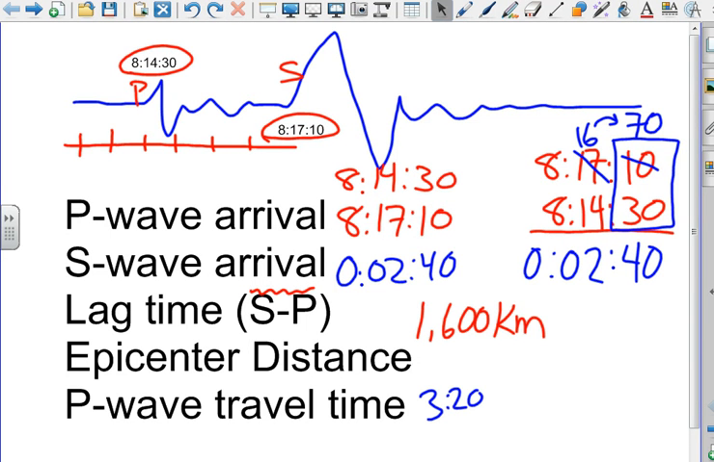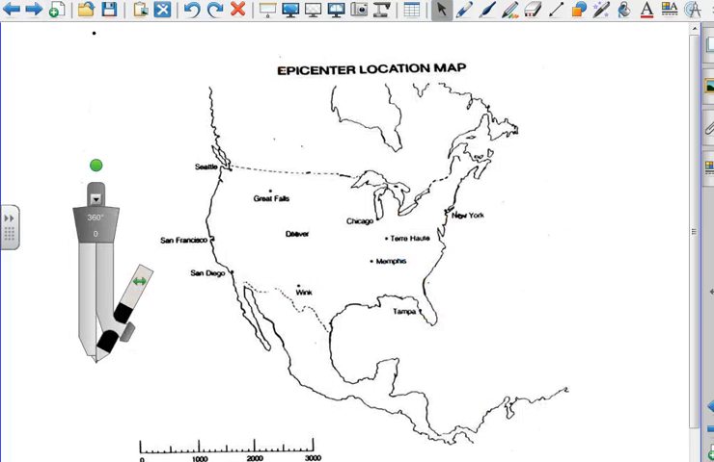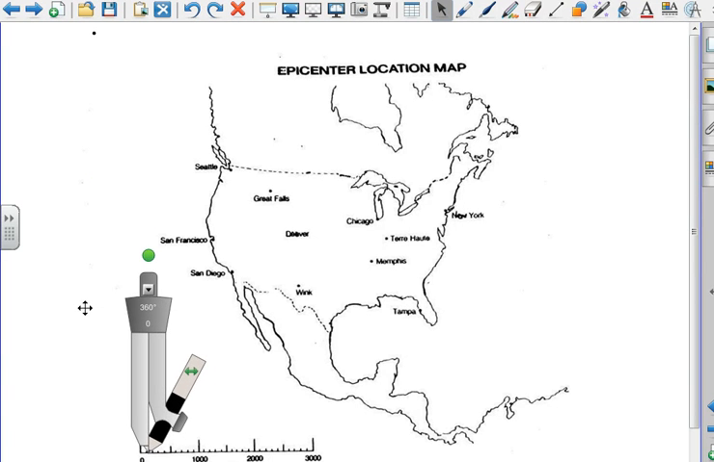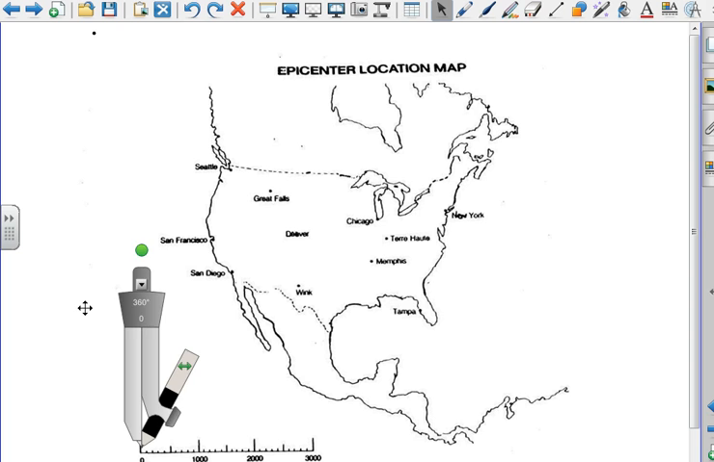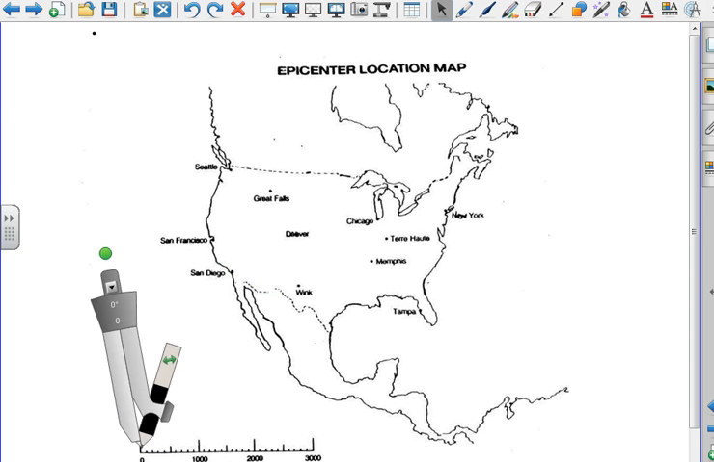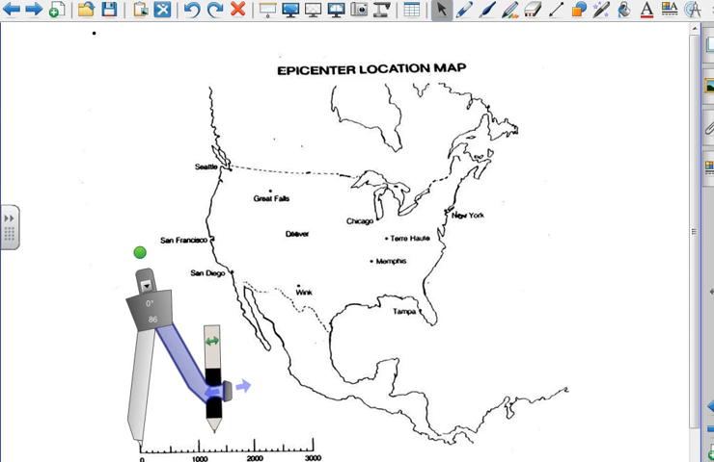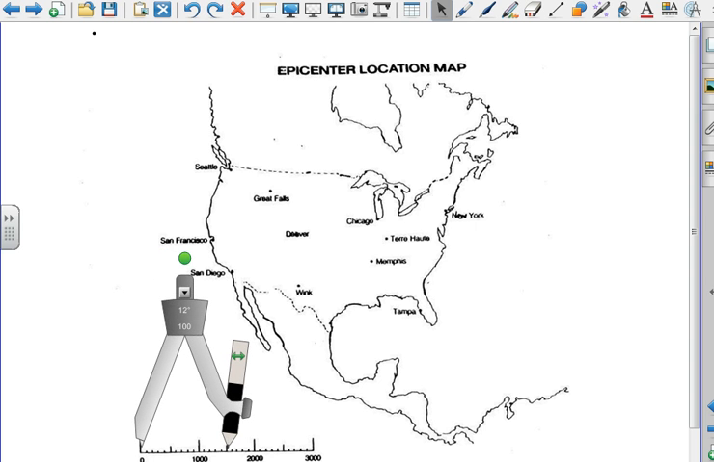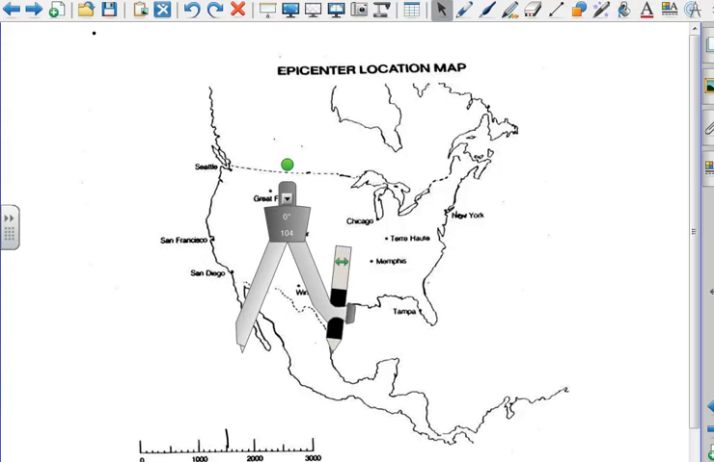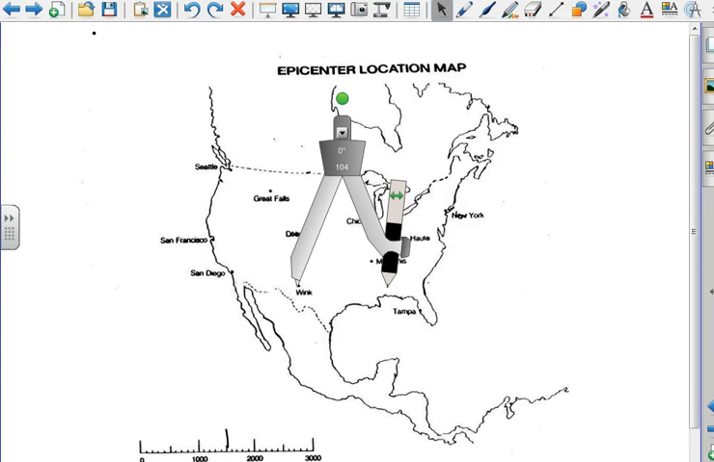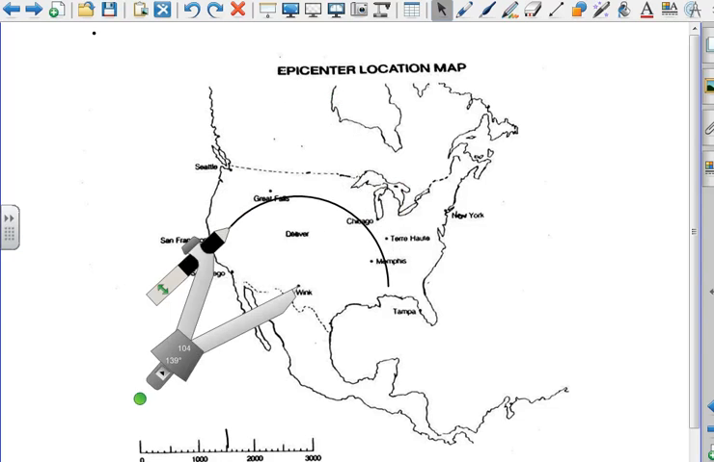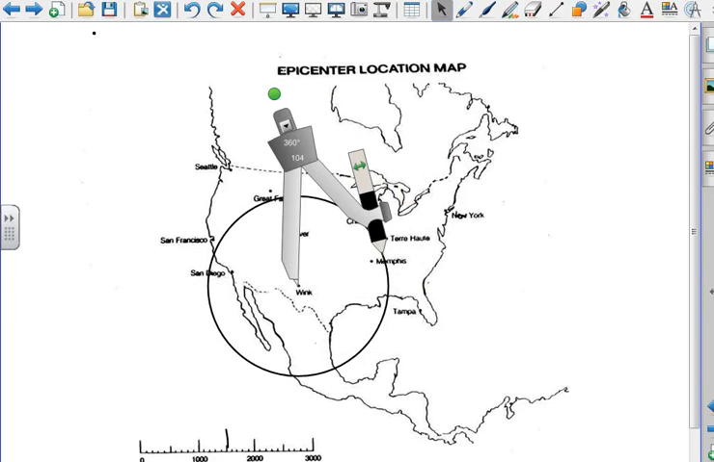So then if we wanted to figure out where this earthquake's epicenter is, we go and use this fancy thing here, and we would have to know what city we're at, but we'd open this up to 1,600, and let's rotate that down a little bit. 1,600 is about there, and let's say we had it at Wink. We'd put our center right at Wink and draw a circle. Do that 2 more times, see where they meet. That's your earthquake.